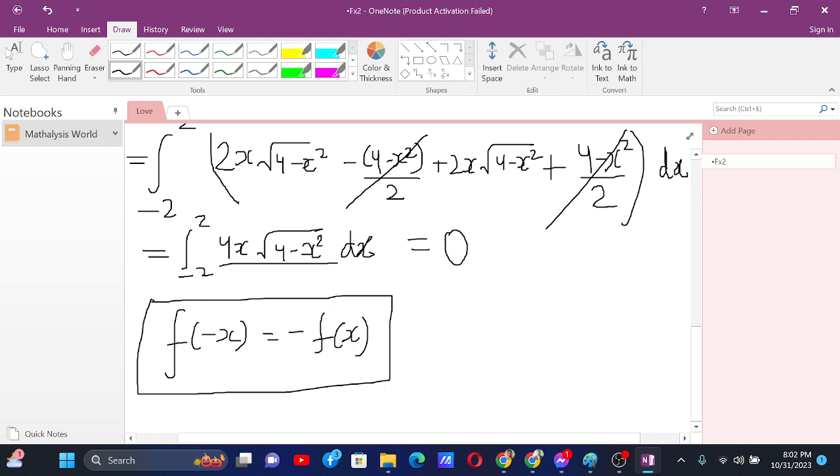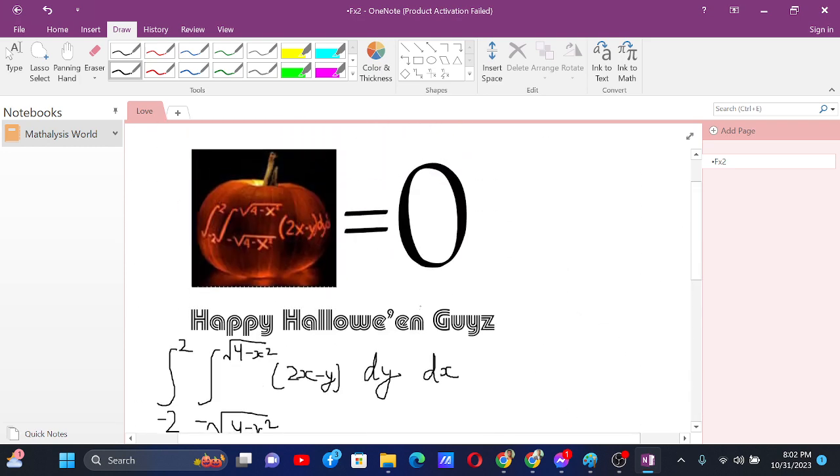If we do not know about odd functions, we can also see that if we let u as 4 minus x square, we get du as minus 4x dx. So we have x dx over here, that will be du by negative 2. Yes, du equals negative 2x dx, so du by negative 2 equals x dx. So you can do it by u substitution as well. Anyway, you will get the answer as 0, and that's the answer.